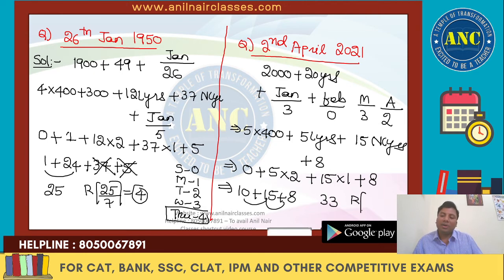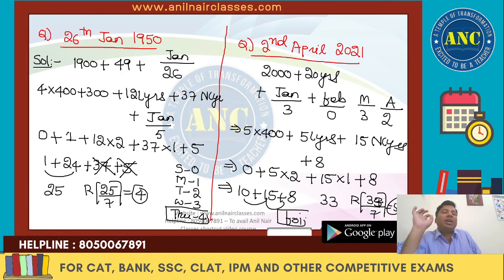33 divided by 7. 7 4s are 28, remainder is 5. Thursday is 4, 5 will be Friday. I hope the concept is crystal clear to you. 0 plus 10 plus 15 into 1 plus 8.